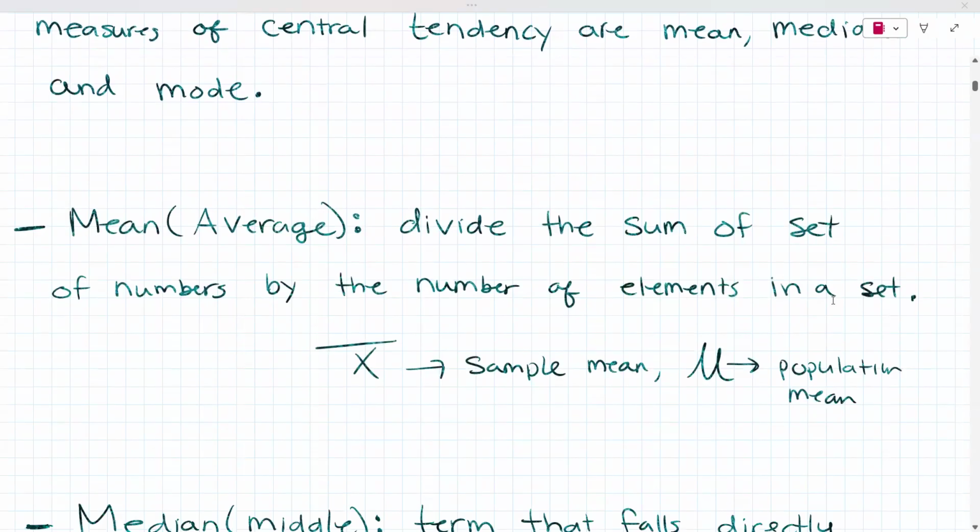So let's talk about mean. You've probably heard of that many times. Mean pretty much means average. To find the mean, you divide the sum of a set of numbers by the number of elements in the set. Basically, you add up all the numbers and divide by the total amount of numbers, right? There are two ways you can describe mean. You could write x with a straight line over it, which means average, and that is a sample mean. And then you also have mu, the little u, which is called a population mean. Either way works.